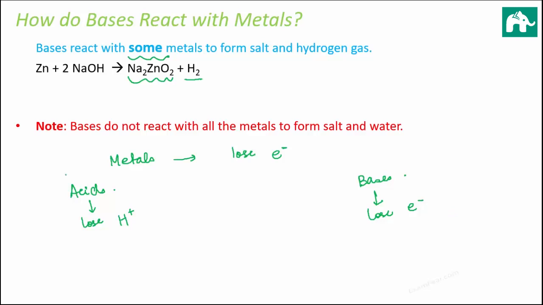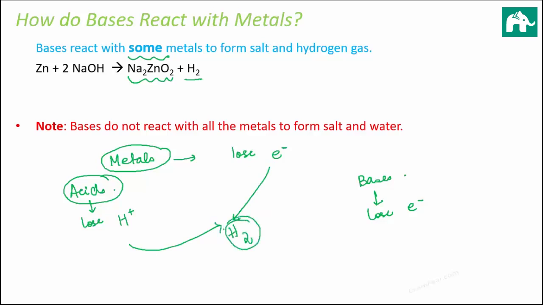Now, what happens if I am talking about the reaction between acids and metals? Then this hydrogen ion accepts this electron and they form H2, that is hydrogen gas. But if I am talking about the reaction between metals and bases, both of them have a tendency to lose electrons. So who will gain that electron? Nobody to gain the electron. And as a result, there is no preferred direction for the electrons to go because everybody is willing to lose electrons. Nobody is gaining electrons.